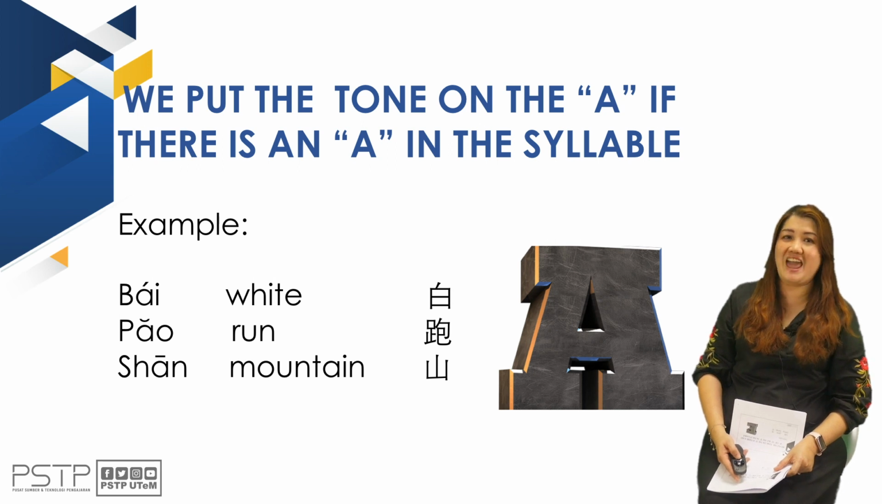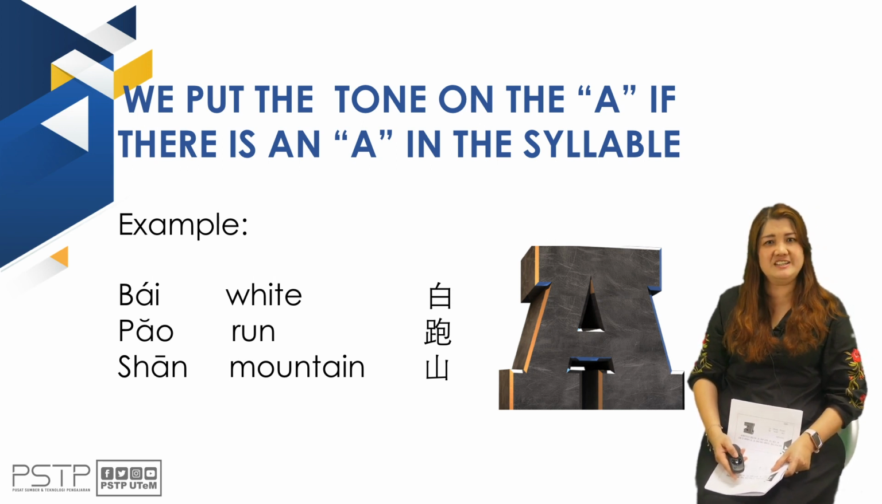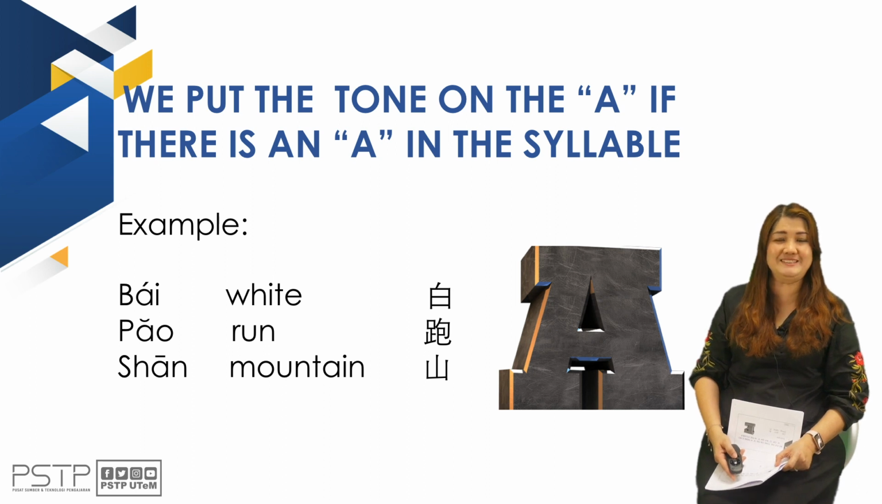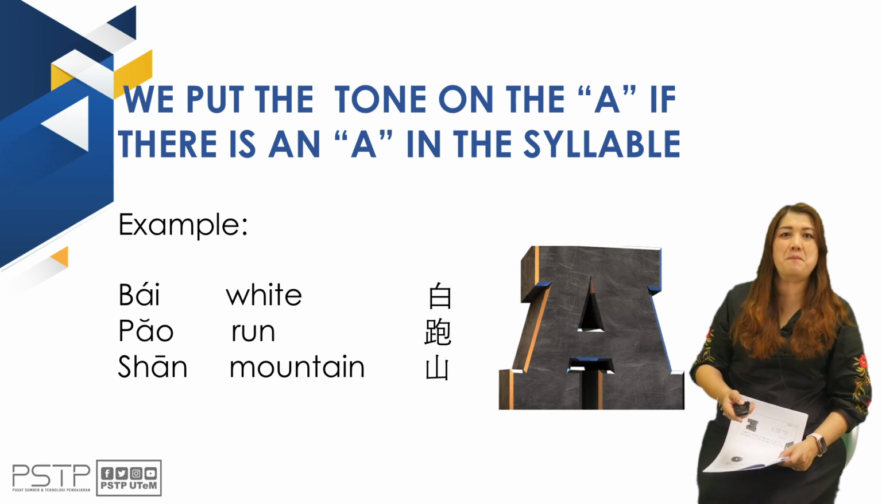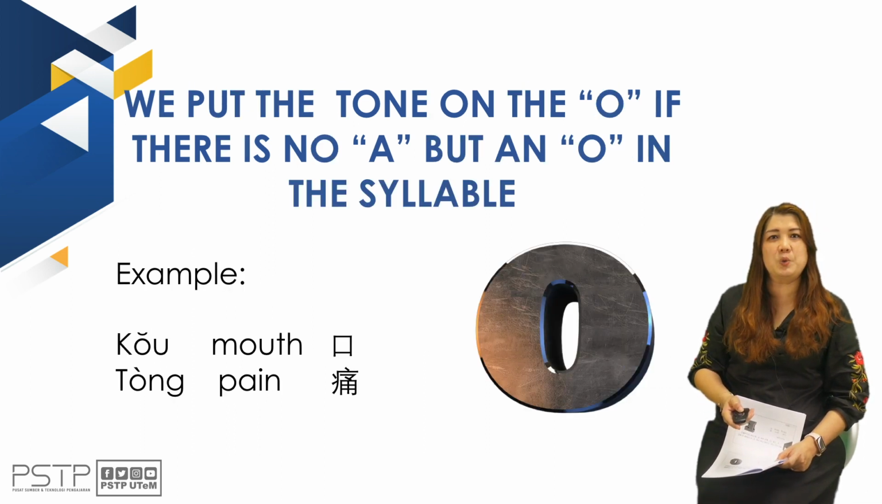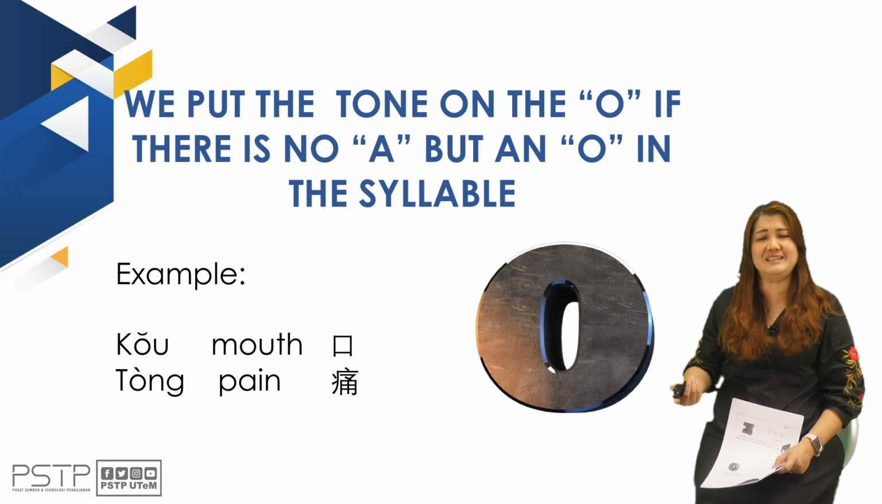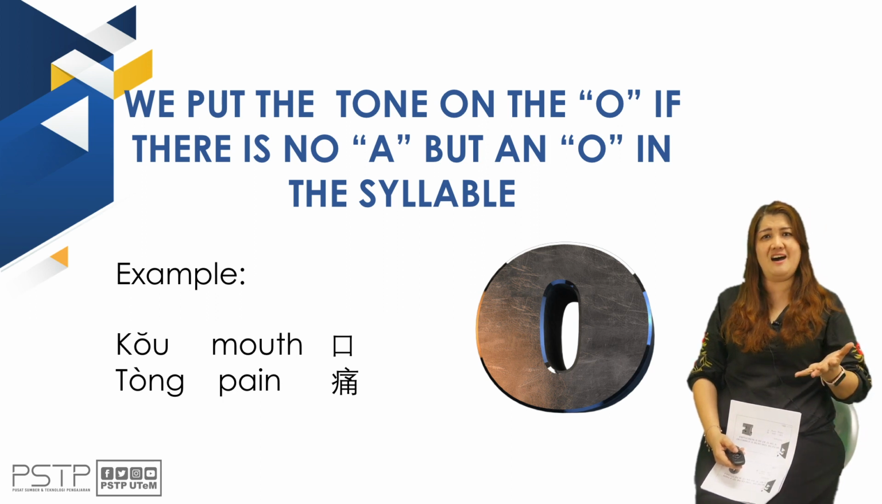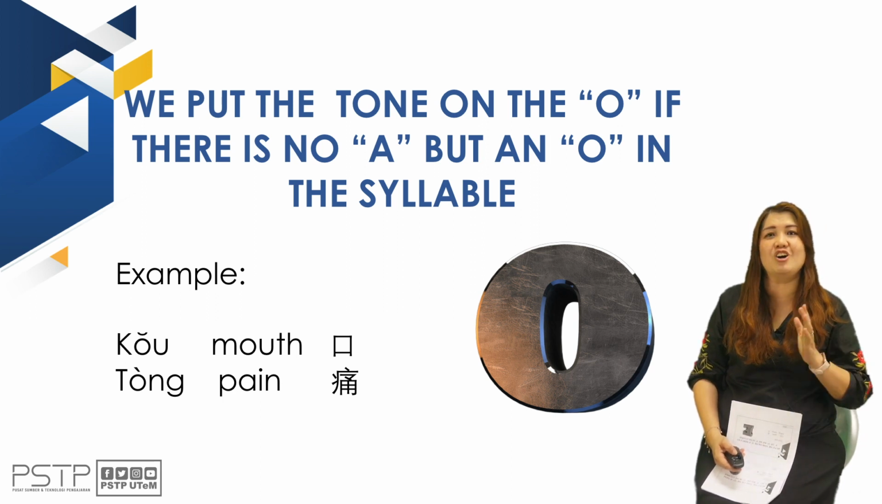And the third one is S-H-A-N. Again, you're able to see there's an A there. So we have to put the tone on top of the A sound, which is shan, which means mountain. If in the syllable we couldn't find the A, what should we do next? Let's say in that particular syllable we cannot see the A, so we have to put the tone on top of the O sound.